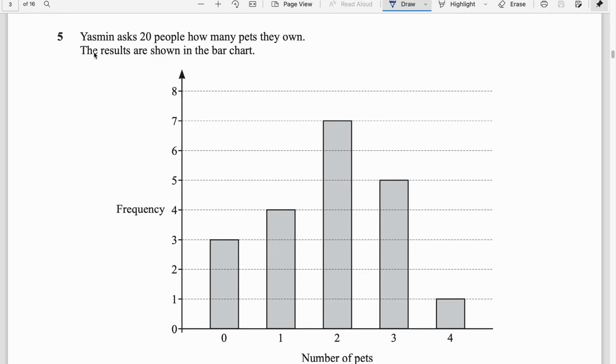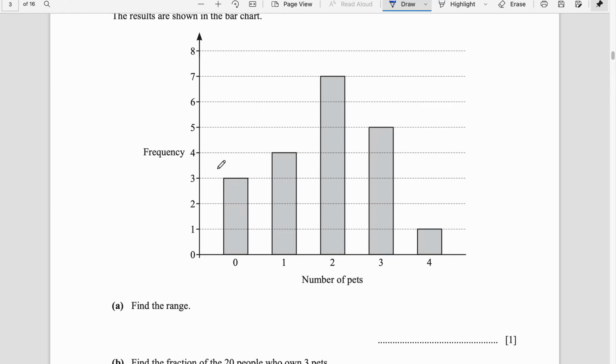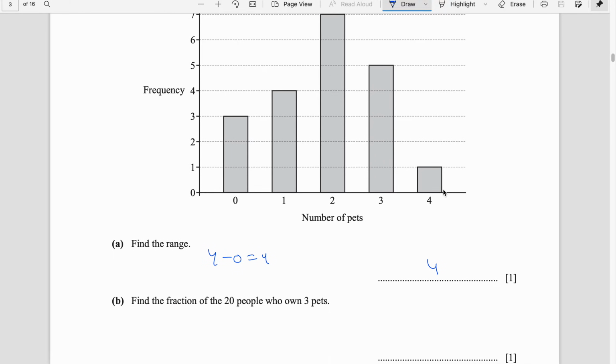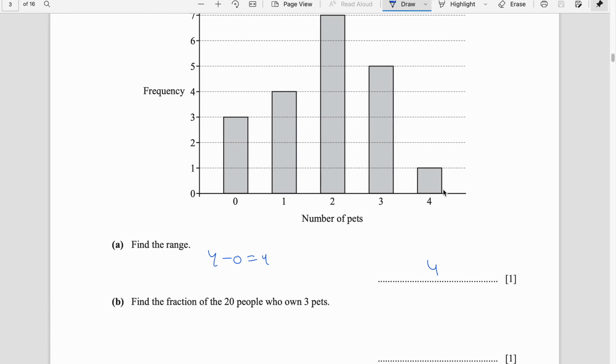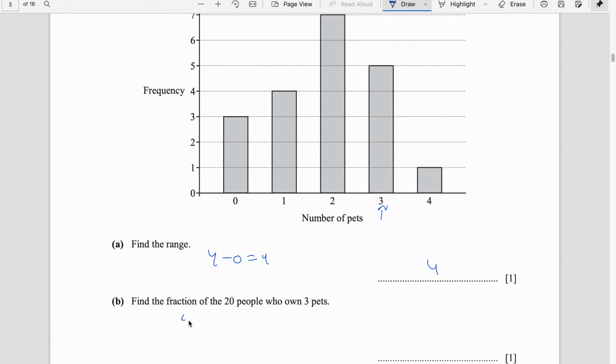Question number 5. Yasmin asks 20 people how many pets they own. The results are shown in the bar chart. Find the range. So range is maximum number minus the minimum number. Range is 4. Part B says find the fraction of 20 people who own 3 pets. So 3 pets, basically 5 people own them. And out of 20 total, this is 1 by 4.